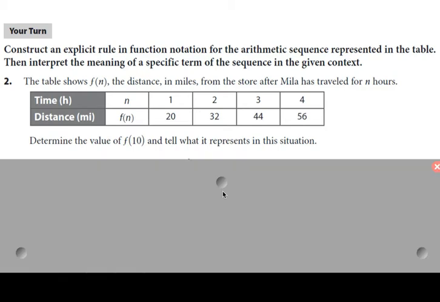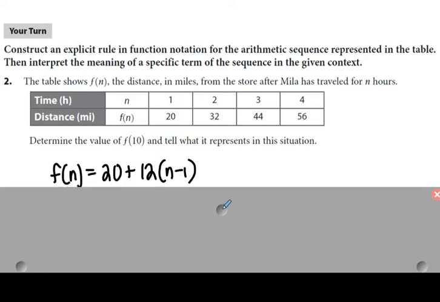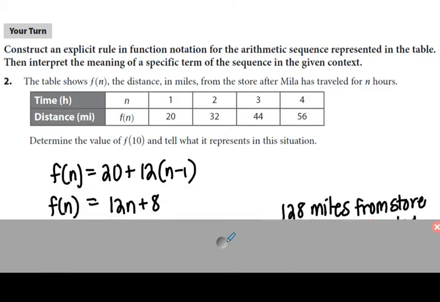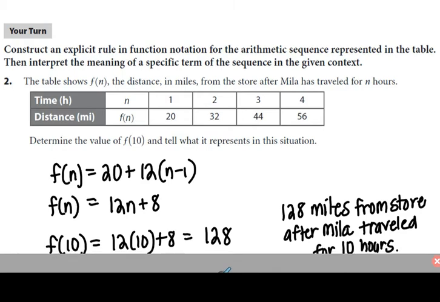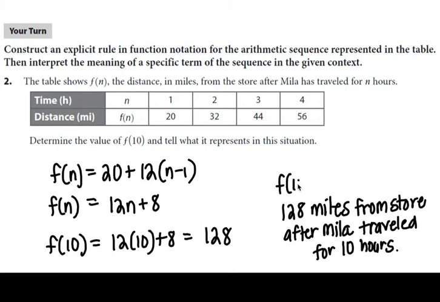Okay, you ready? So for our function, I started out with f of n equals 20 plus 12 times the quantity n minus 1, which simplified to be 12n plus 8. So f of n equals 12n plus 8. When I evaluated f of 10, I got 128. So f of 10 equals 128 means that Mila is 128 miles from the store after she's traveled 10 hours.